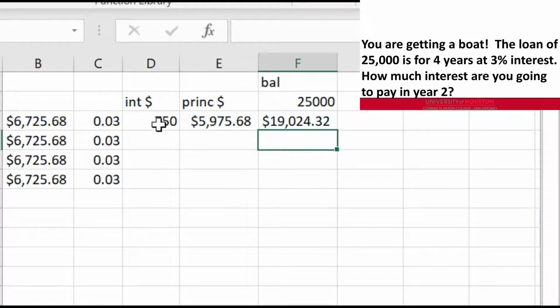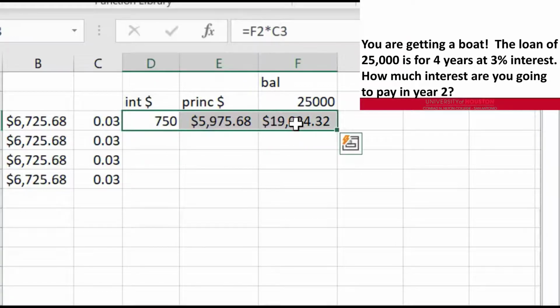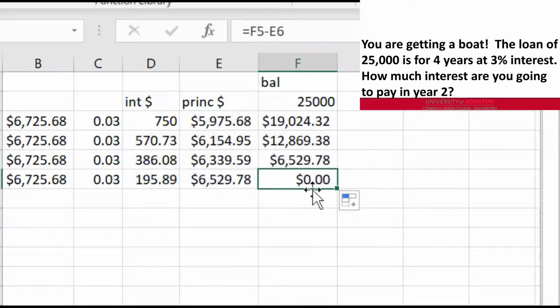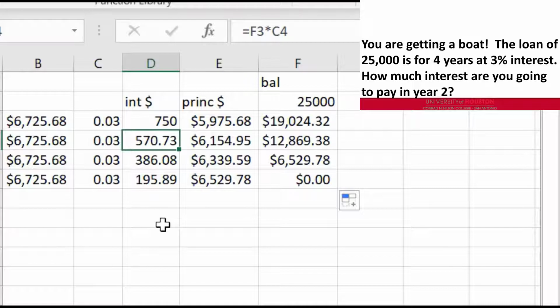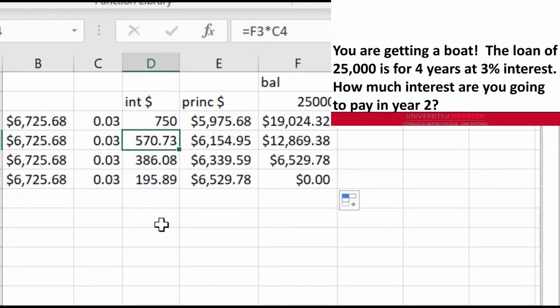We now have a new balance of $19,024.32. Because these are set up as formulas, we can highlight these three cells and pull them down. And you will see again, after 4 years, there's no more balance left on our loan. The interest in year 2, we are paying $570.73.